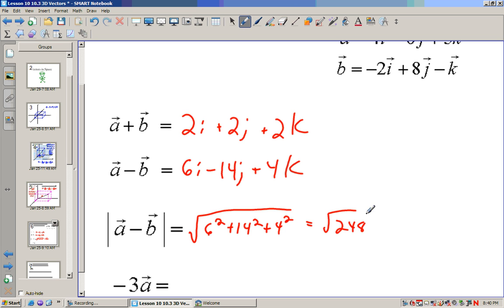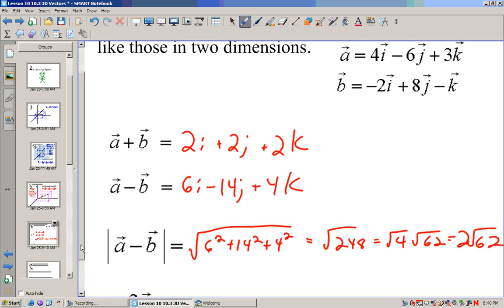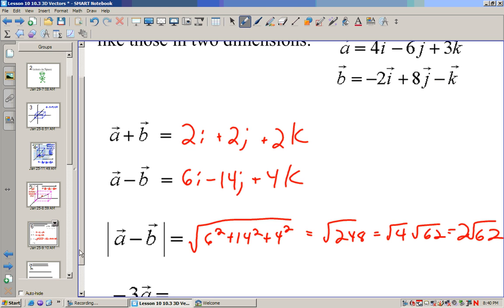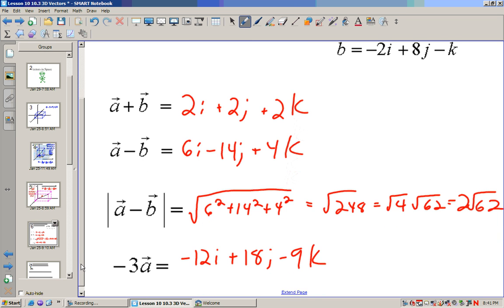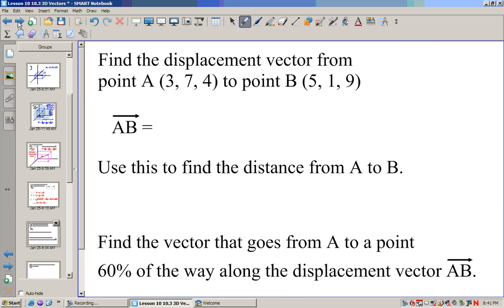Just a 4. So that would be root 4, root 62, which would be 2 root 62. Now negative 3a, I would just take negative 3 and multiply it by each of those a values. So that would be negative 12i plus 18j minus 9k. That's what negative 3a would be, multiplying 3 by each of those values.